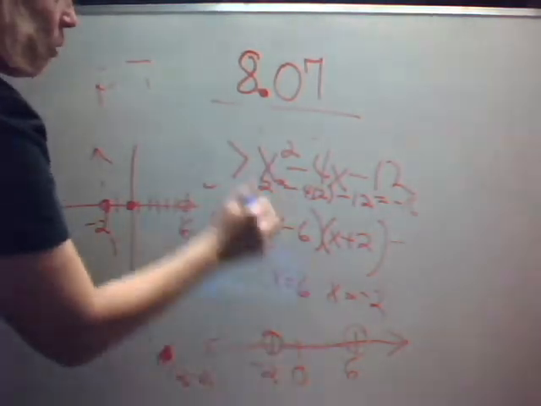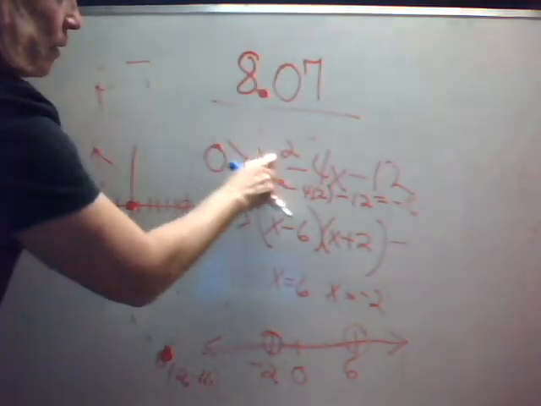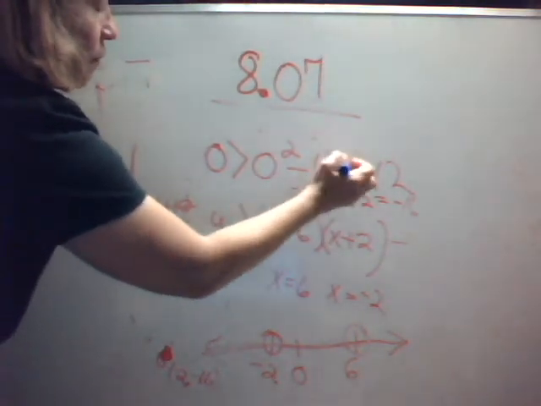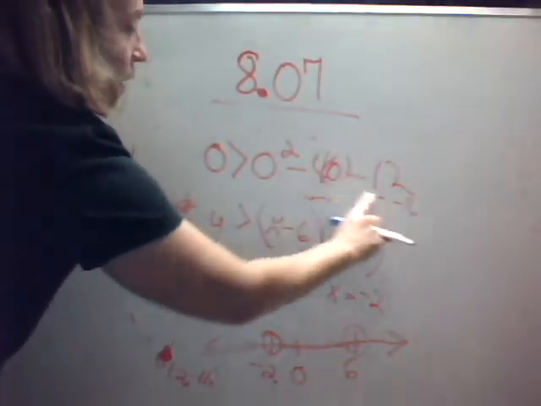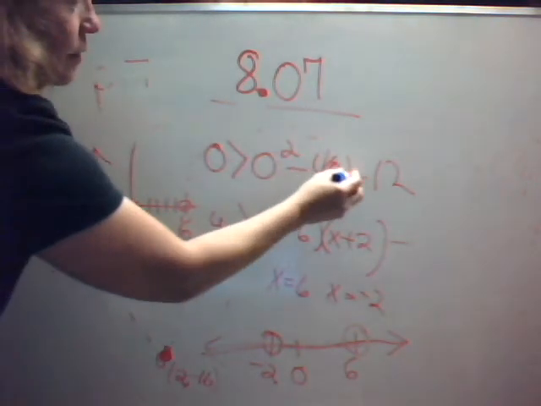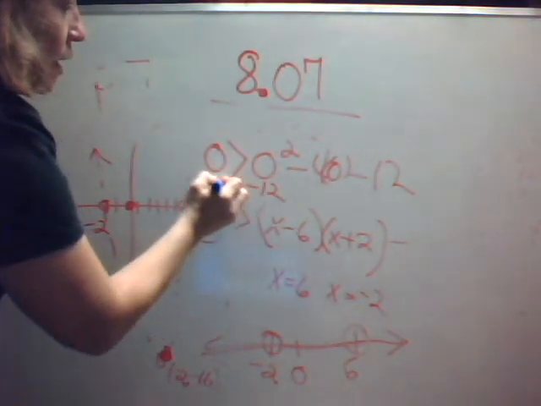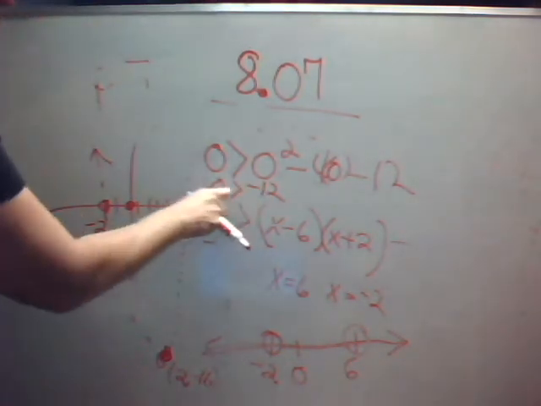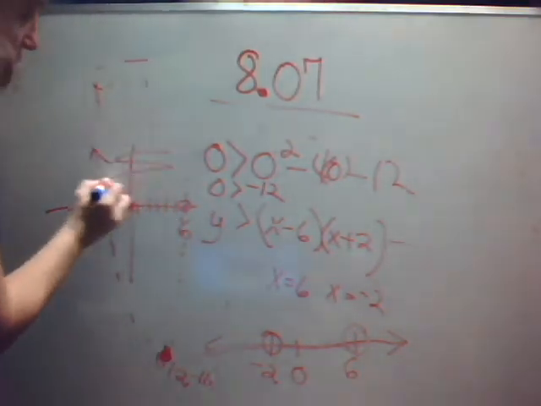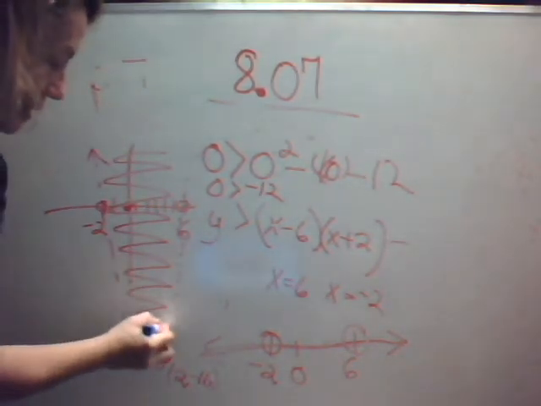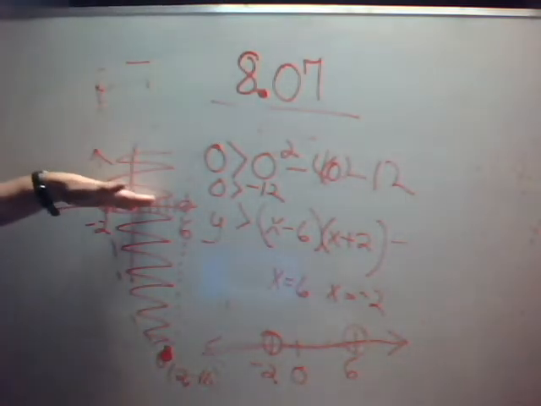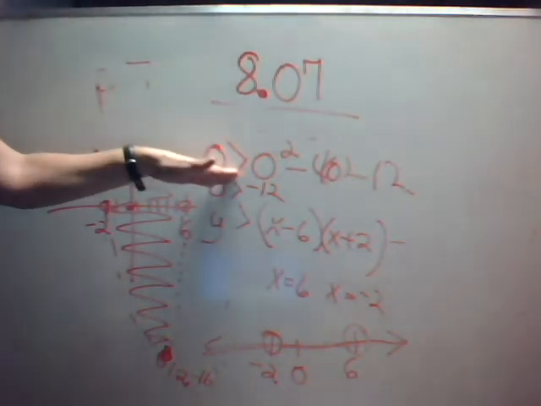So I'm going to go back into my quadratic and put a 0 here, put a 0 here, and put a 0 here. And 0 minus 0 minus 12 is negative 12. Is 0 greater than negative 12, or is negative 12 less than 0? Yes. So that means my shaded region is this section right there. There we go. And I have my shaded region because this point on the inside worked algebraically.